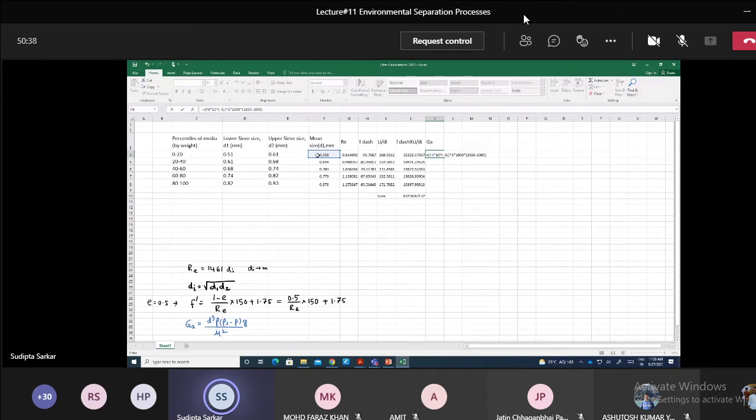Then we have g, which is 9.81. Now divided by mu squared. Mu is 1.3 into 10 to the power minus 3, and the whole will be squared. So this is the formula that I have entered for GA.